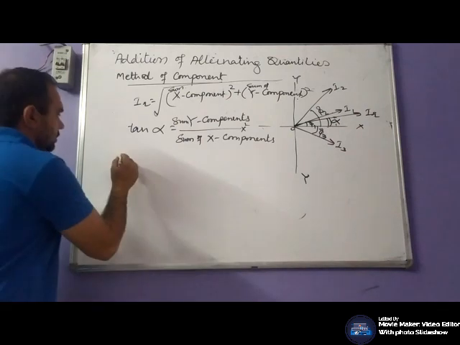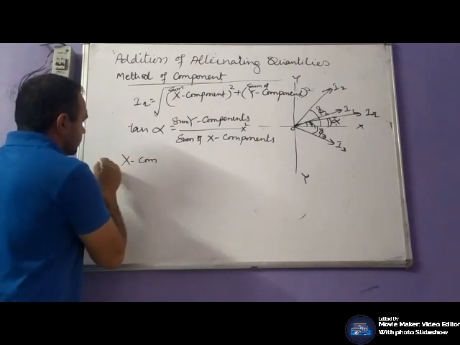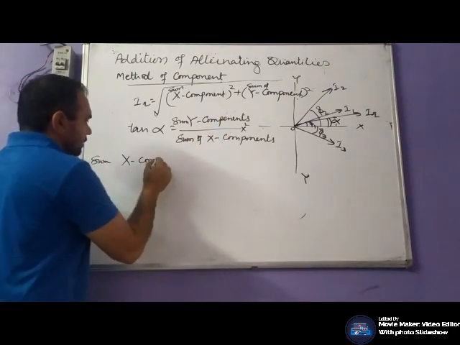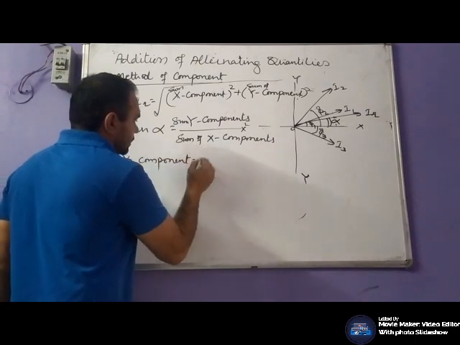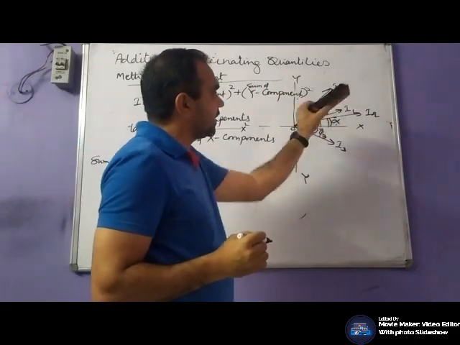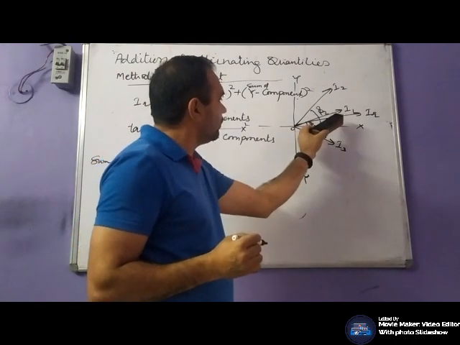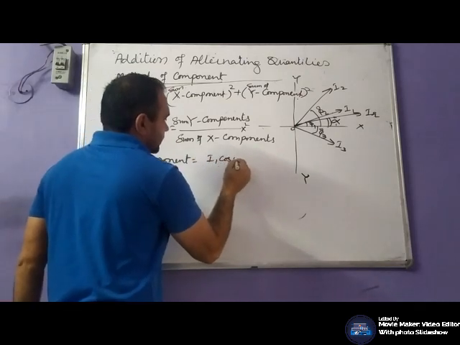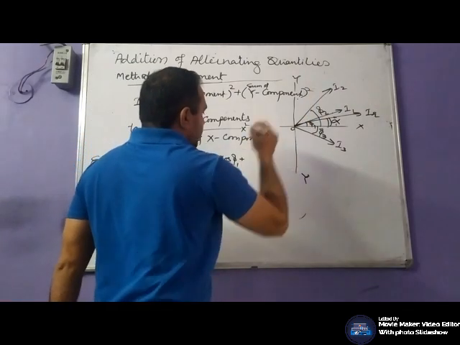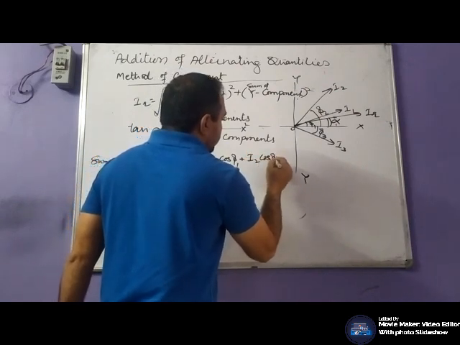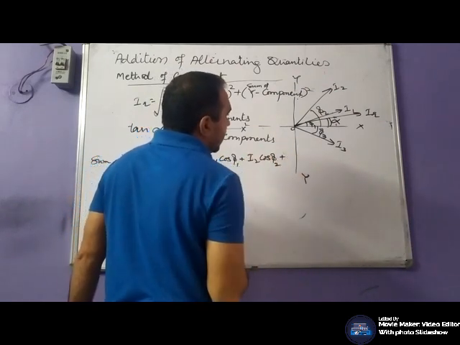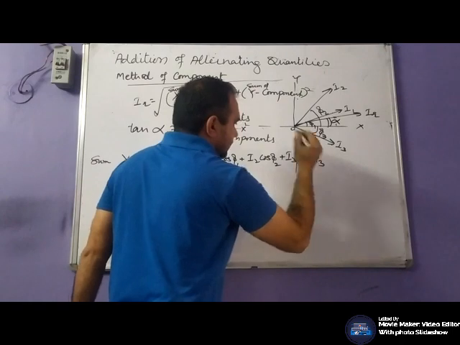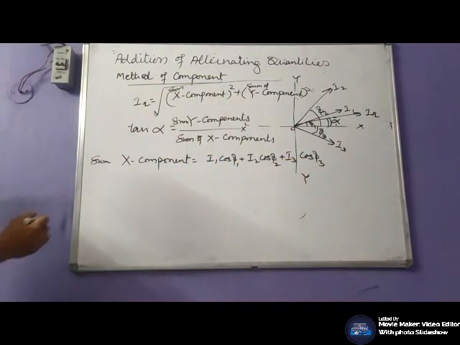Now, x component. For example, in this example, what is the x component? Sum of horizontal components. This I1 can be resolved into two components. What will be the value of the horizontal component? I1 cos of phi 1, plus I2 cos of phi 2, plus I3 cos of phi 3. Then the sum of vertical components.